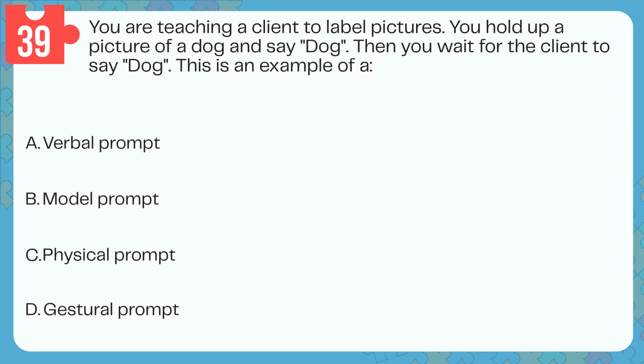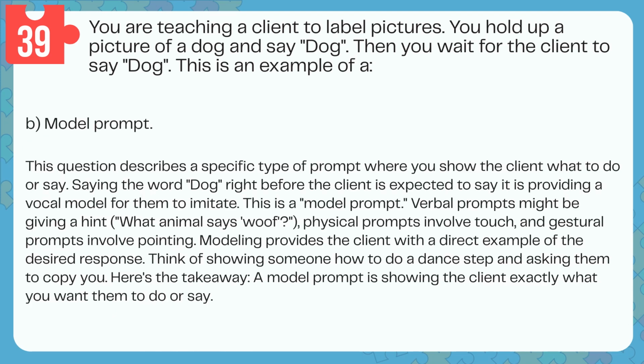Question 39. You are teaching a client to label pictures. You hold up a picture of a dog and say, dog. Then you wait for the client to say dog. This is an example of A. Verbal prompt. B. Model prompt. C. Physical prompt. D. Gestural prompt. Answer: B. Model prompt. This question describes a specific type of prompt where you show the client what to do or say.